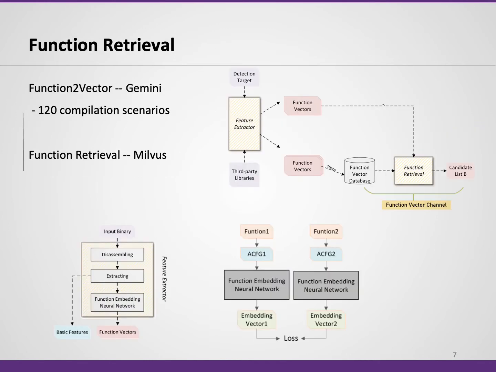In the function vector channel, LibDB can retrieve candidates using functions. All functions of detection targets and libraries are extracted and converted to representation vectors using Gemini. For better generalization ability, we train the network model using functions compiled from 120 compilation scenarios. We use Milvus engine to retrieve the top k most similar functions for each function in the detection target and locate corresponding comparison libraries as candidate list B.